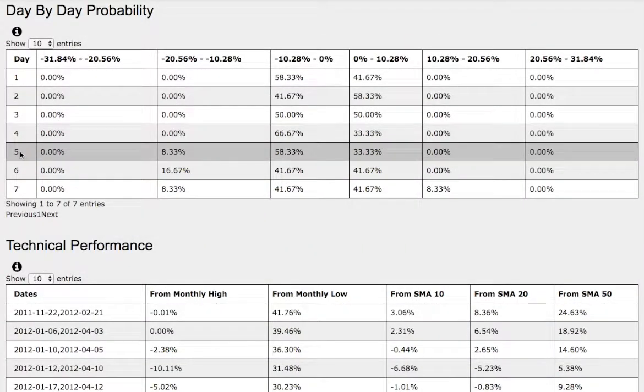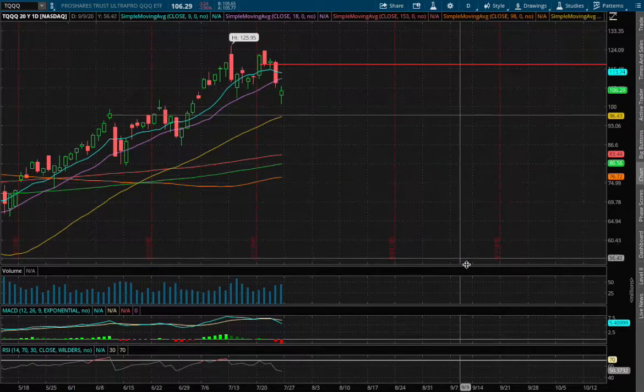So if we progress to the 5th day, we have a 33% chance for it to climb higher between 0 to 10%, and to the downside a 58% for it to fall between 0 to negative 10%, and an 8% chance for it to fall between negative 10% to negative 21%. So we'll be using up 10% and down 10% as our upper and bottom trading ranges.